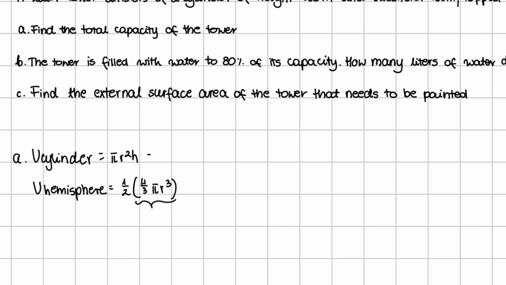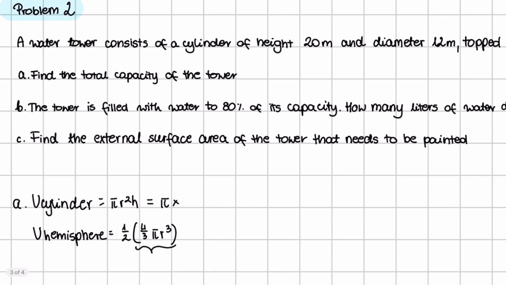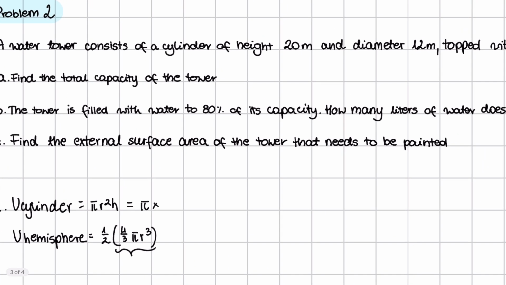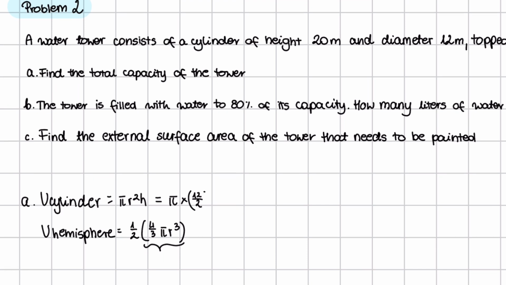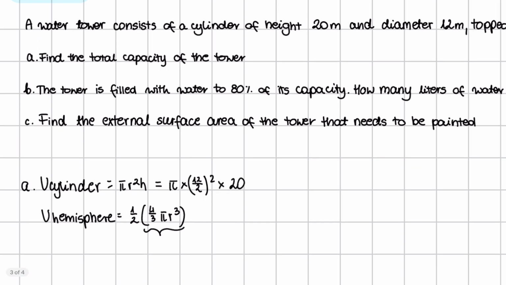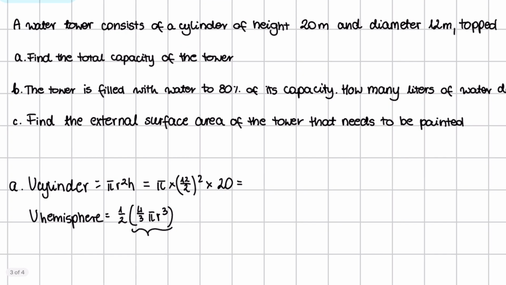And now we can substitute our values. So here we have pi times we have diameter 12 meters, and here we have to be careful because in our formulas we only take radius, and radius is half of diameter. So times 12/2, or just 6, and of course squared, and times height, so times 20, and we'll calculate it in a minute.